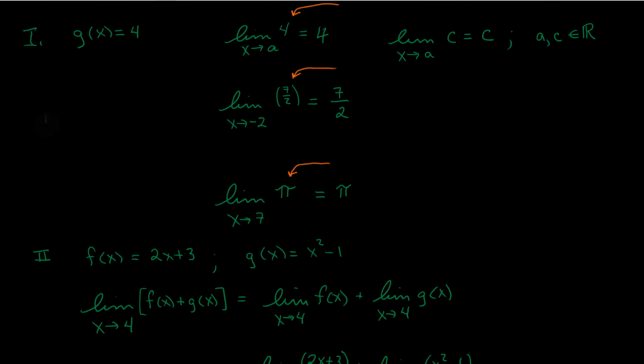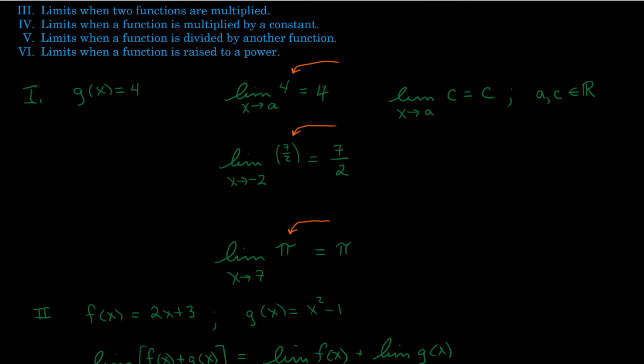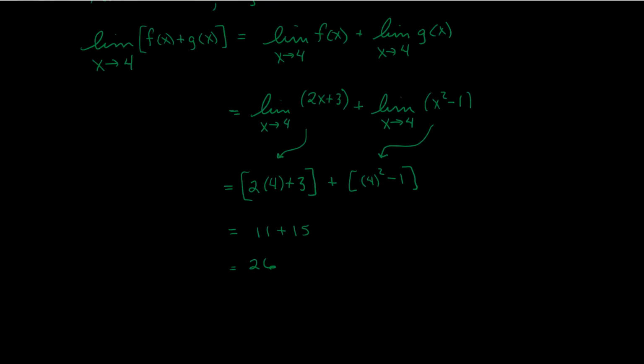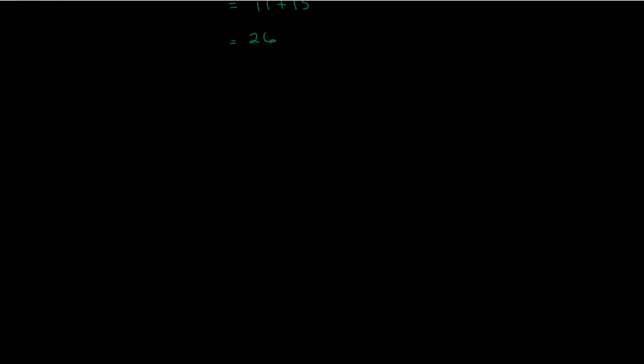The third property that we're going to look at, and is now listed in the upper left corner, is limits when two functions are multiplied. You may already have an idea of how this is going to be handled. Okay, so let's say we have two functions. Let's say we have f of x equals 2x plus 3. And let's say we have g of x is equal to x squared minus 1.